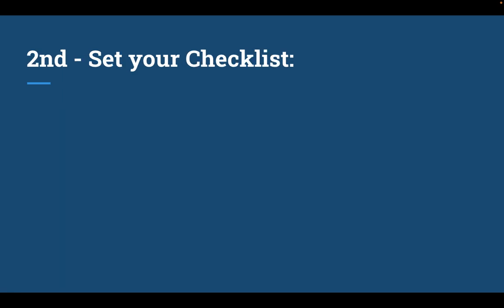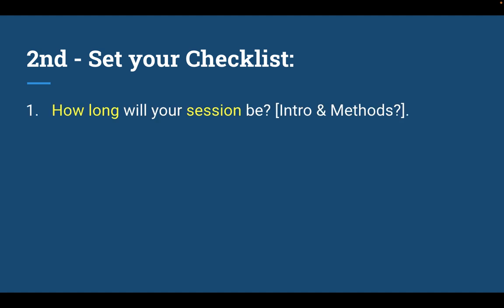Okay, so second, you've set your editor's hat on. You've got your big picture idea. You reviewed your purpose. Now let's talk about having a specific checklist that you're going to run through as you're editing. How long will your session be? What are you trying to check as an editor? I think usually one to two paragraphs is maximum.